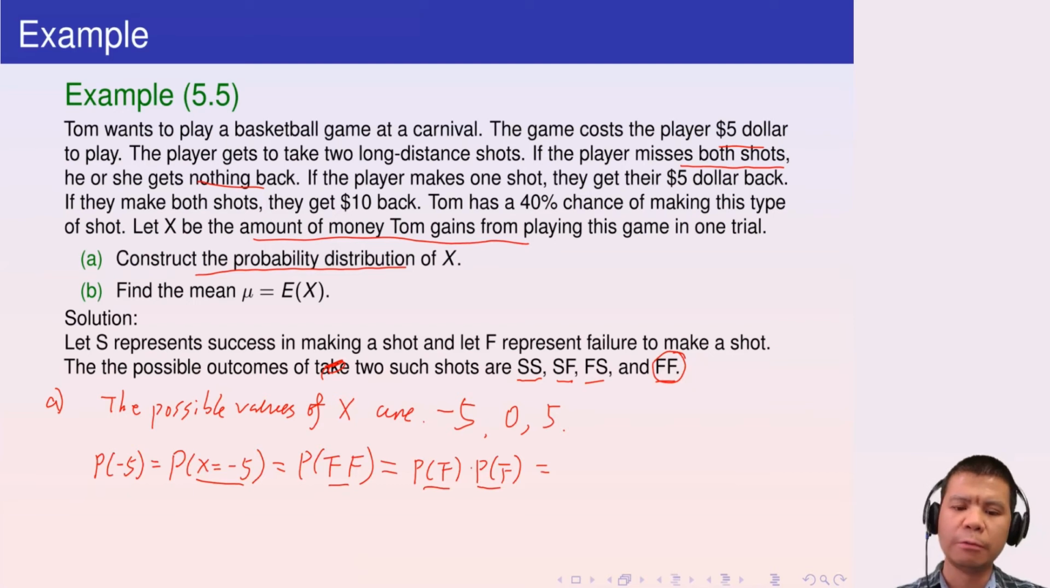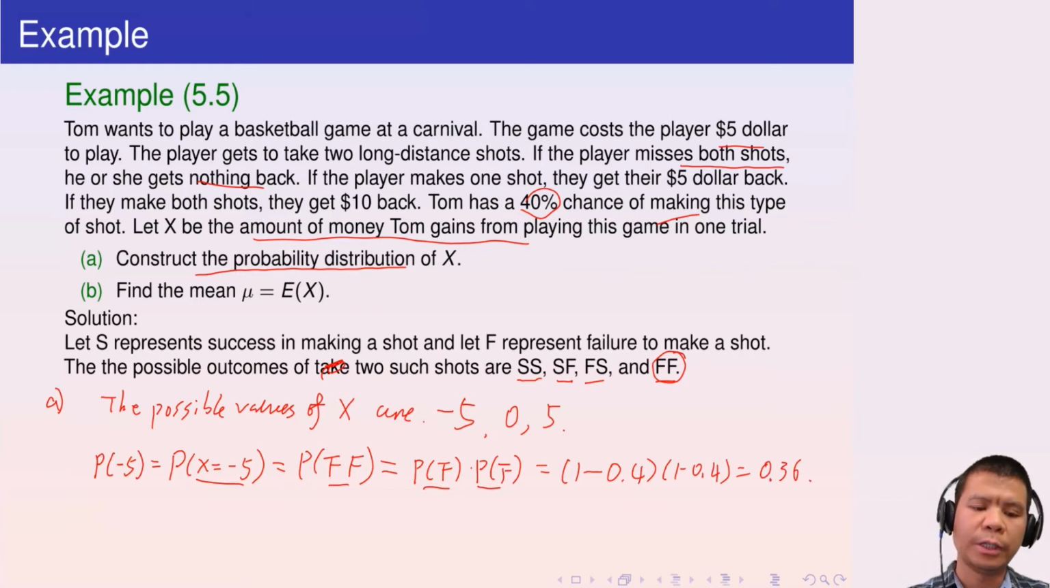Now, what is the probability of fail? He misses the shot. There is a 40% chance of making this type of shot, so failing to make this shot is 1 minus 0.4. So here is 1 minus 0.4 again. Now that's what? 0.6. Okay, now this is the p of -5.